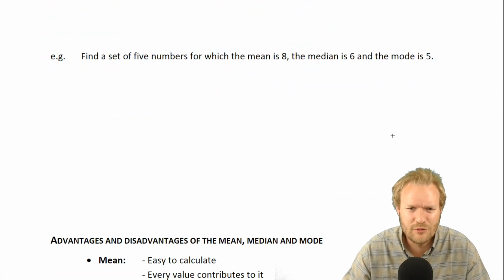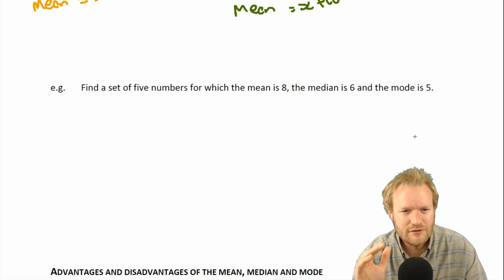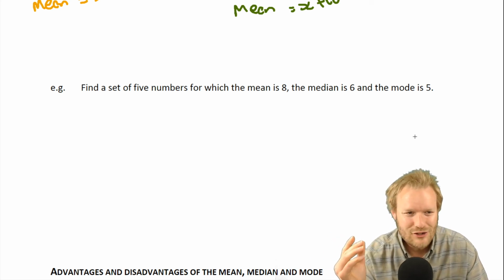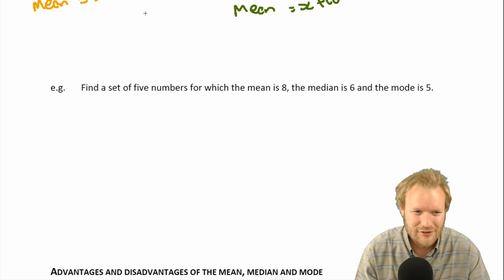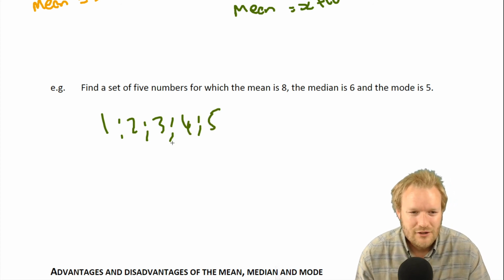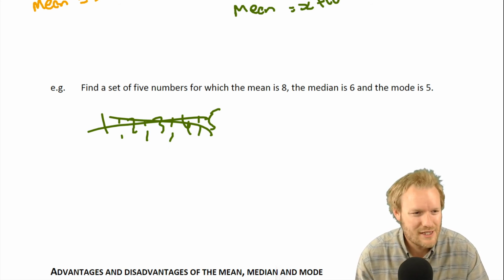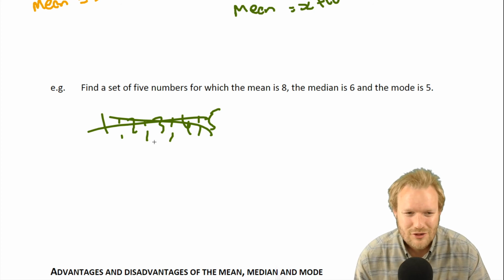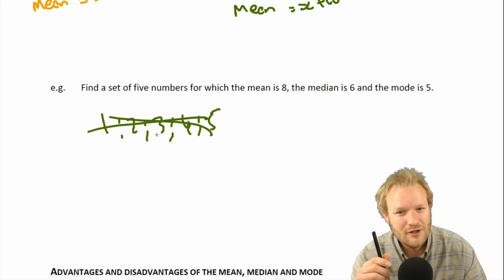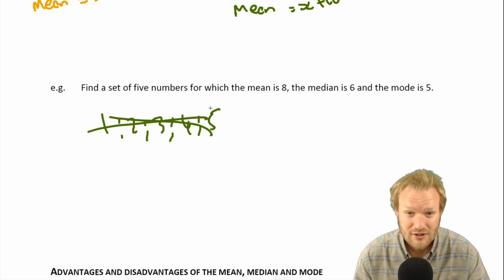Okay, let's keep cracking on with our last example and just see how we might do it. Find a set of five numbers for which the mean is 8, the median is 6, and the mode is 5. Why is it a terrible idea to just keep trying lots of different numbers, like 1, 2, 3, 4, 5? Nope, that doesn't seem to work. Let's try another one. Why is that a terrible idea? It's a terrible idea because it could take quite a while. It's not that terrible because maybe an easy solution just jumps out, but in this case, I can't see it jumping out.